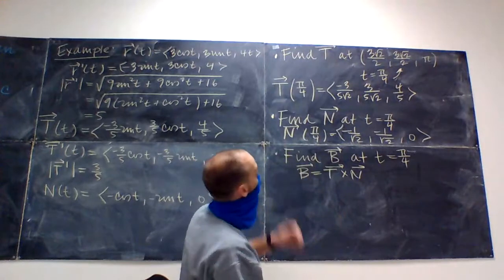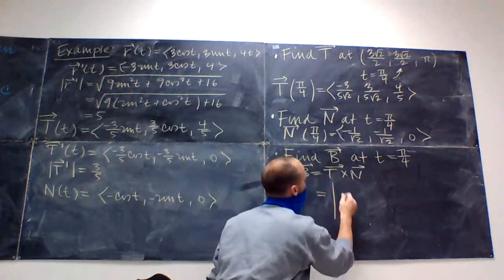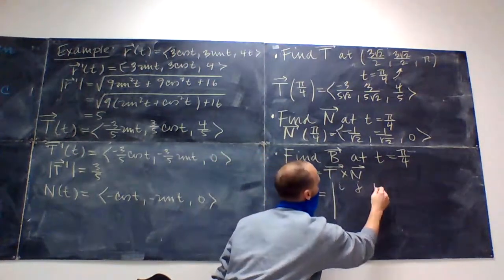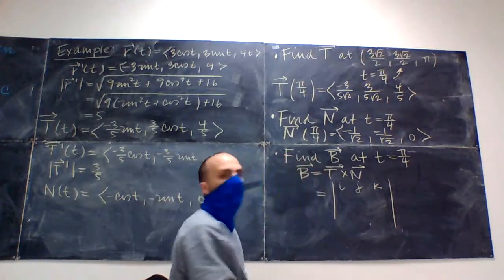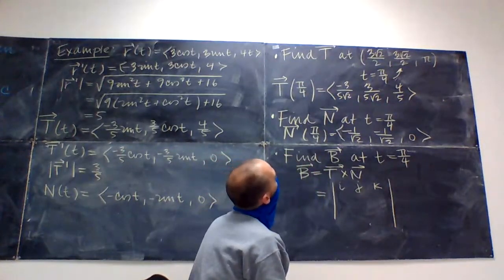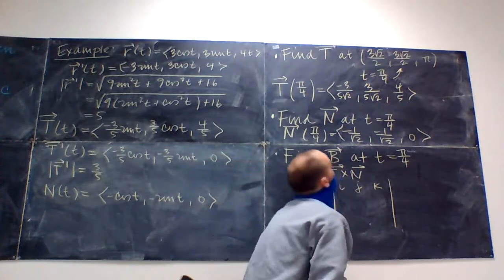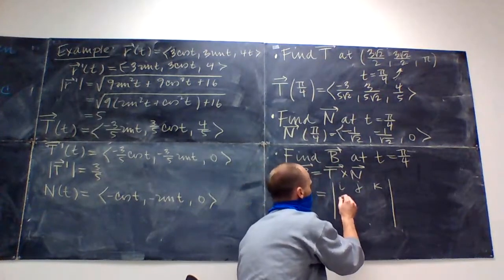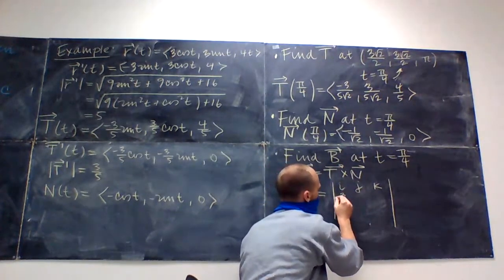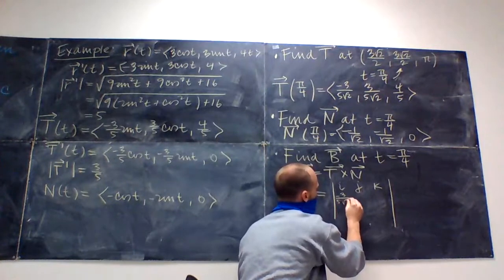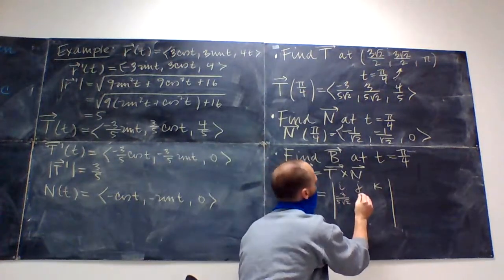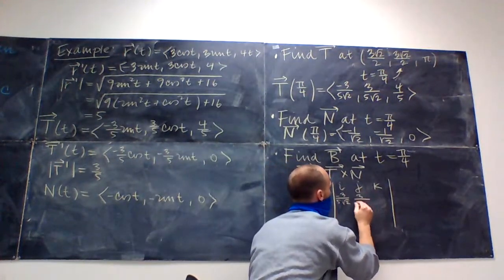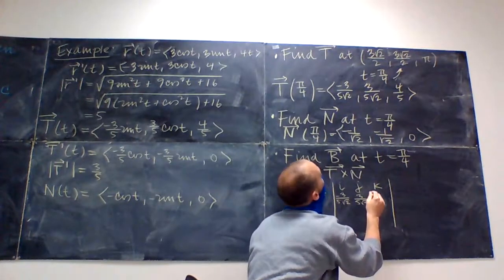So I can say this is going to be the determinant of i, j, k, and let's see, T is negative 3 over 5 root 2, positive 3 over 5 root 2, and 4/5.